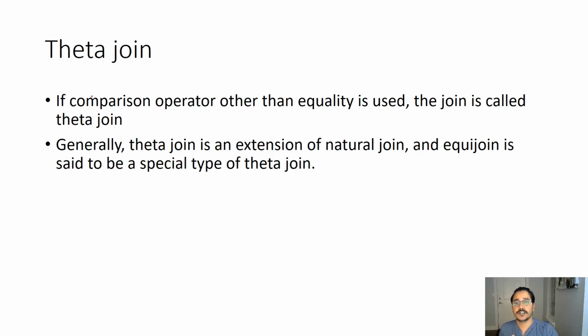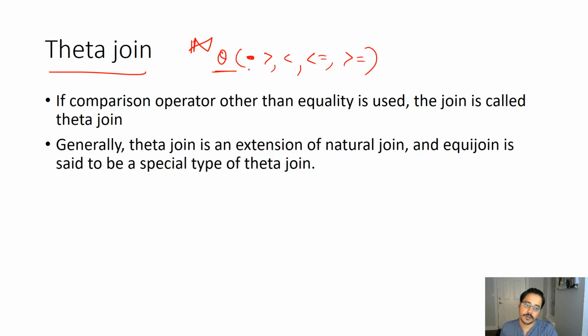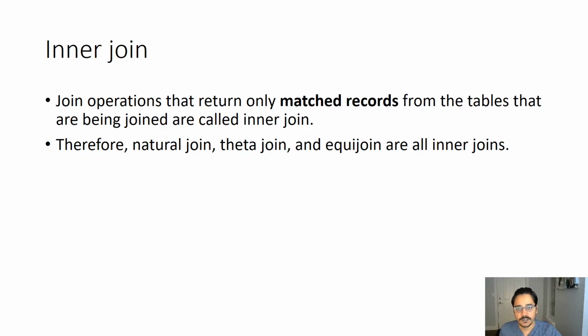And theta join is basically giving us the capability to perform all operations which are not equality. So if we want to do, let's say, greater than, less than, greater than or equal to, or less than or equal to, then we can simply use the theta join for all other comparison operators. So that is what the join operation does.